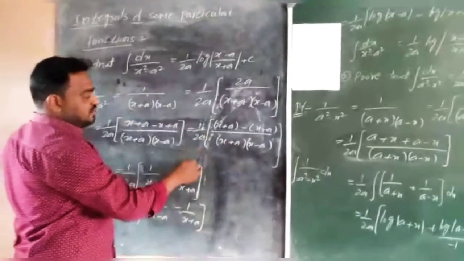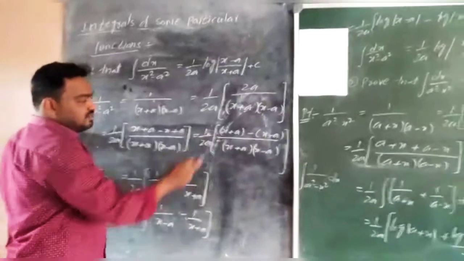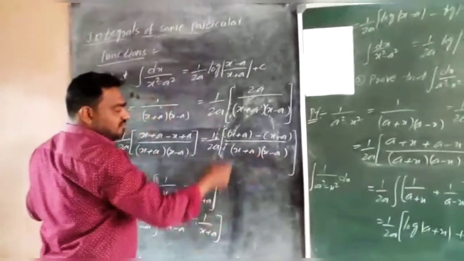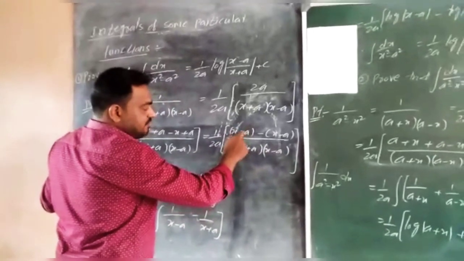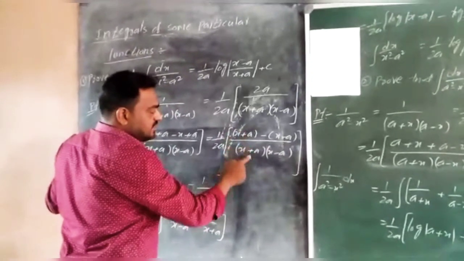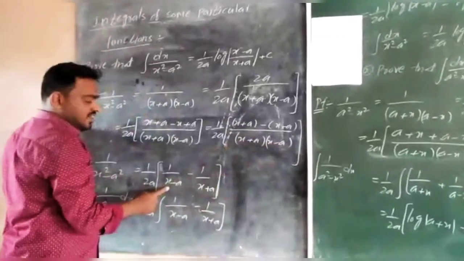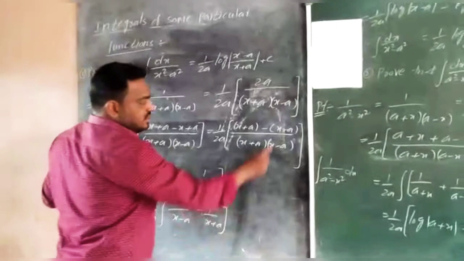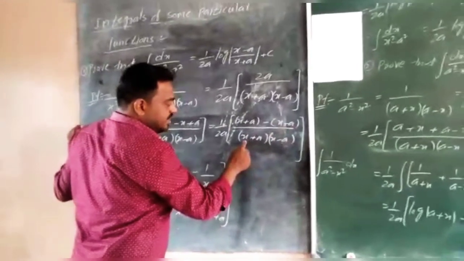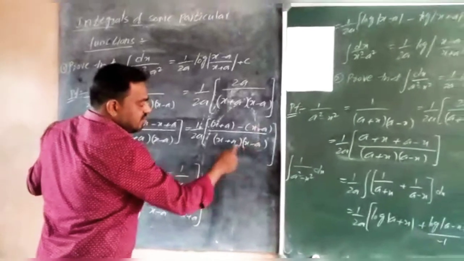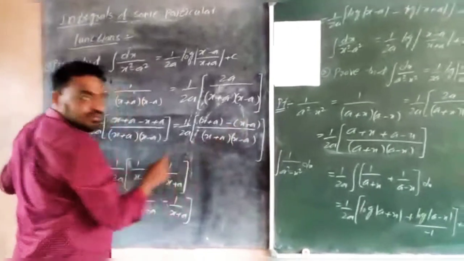Now you divide with each term. This is equal to 1 by 2a into x plus a by x plus a into x minus a. Which terms are cancelled here? X plus a are cancelled. Remaining what we are getting here? 1 by x minus a. Minus x minus a by x plus a into x minus a. So here x minus a will cancel. What we are getting? 1 by x plus a.